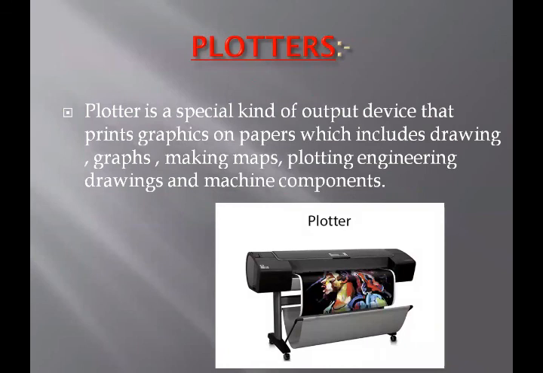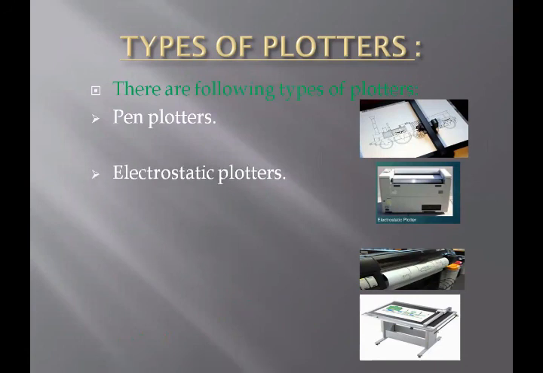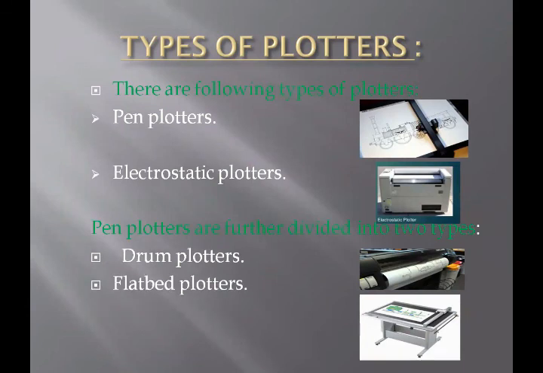A plotter is a special kind of output device that prints graphics on paper, including drawings, graphics making, map plotting, engineering drawing, and machine components. There are the following types of plotters: pen plotters and electrostatic plotters. Pen plotters are further divided into two types: drum plotters and flatbed plotters.